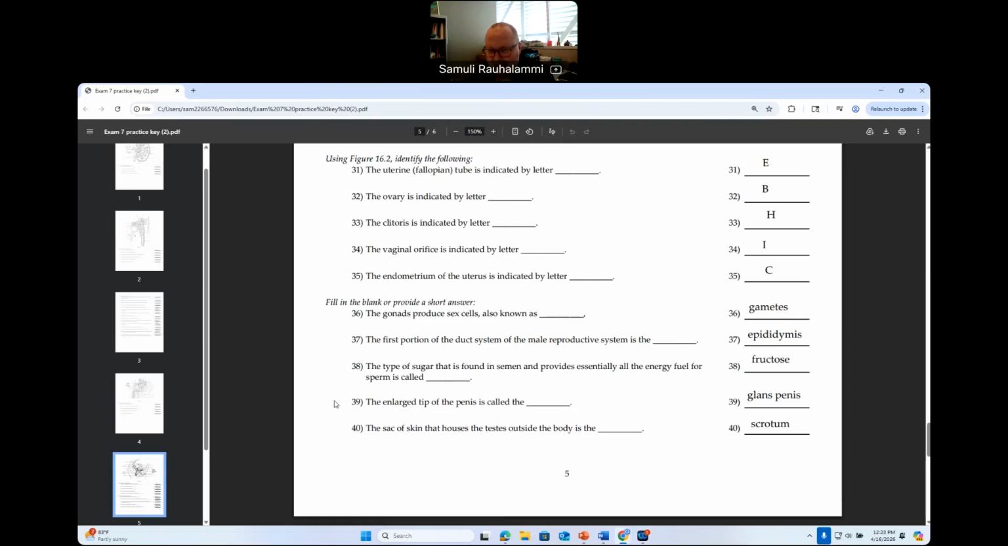Question 39 points out the external male genitalia. The end of the penis that enlarges is known as the glans penis. Then, as we see in question 40, the skin sac that houses the testes outside the body was known as scrotum. This was important because the ideal temperature for sperm was slightly cooler than the human body temperature. And as we know, if it gets too cold, we can just pull the testes and scrotum closer.